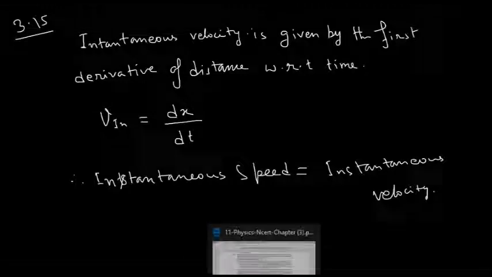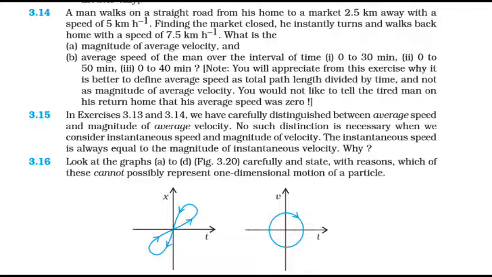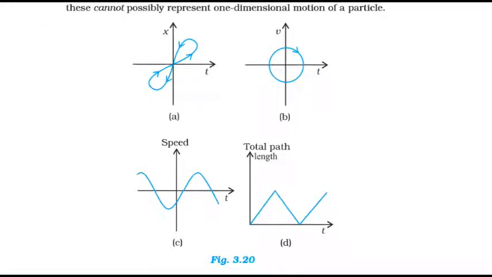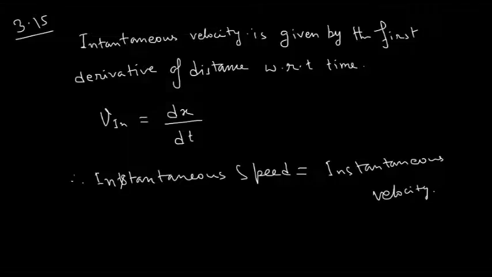Now let us move to the next question, that is question number 3.16. Look at the graph A to D in figure 3.20 carefully and state with reasons which of these cannot possibly represent one dimensional motion of a particle. So these are the four graphs. Fine. Let us see one by one.